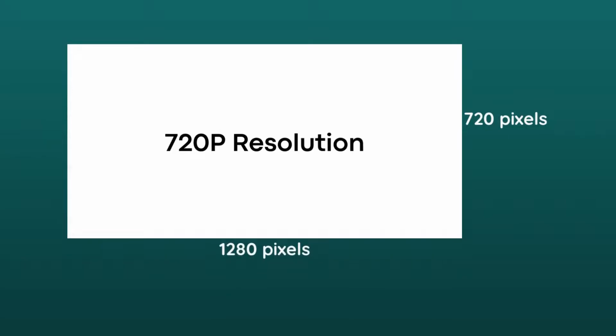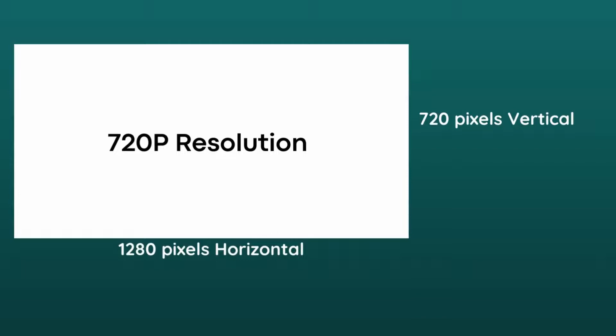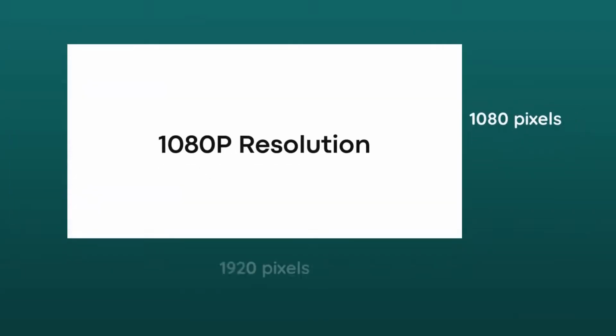So let's start with an example. Let's say for example we have 720p resolution. It is written as 1280 by 720. These numbers are the total number of pixels, and that's why they have P at the end. So 1280 is 1280 pixels horizontally, then 720 is 720 pixels vertically. With 1080p resolution, we have 1920 pixels horizontally and 1080 pixels vertically. So from that, you can get that the display resolution is named from the total count of pixels vertically.